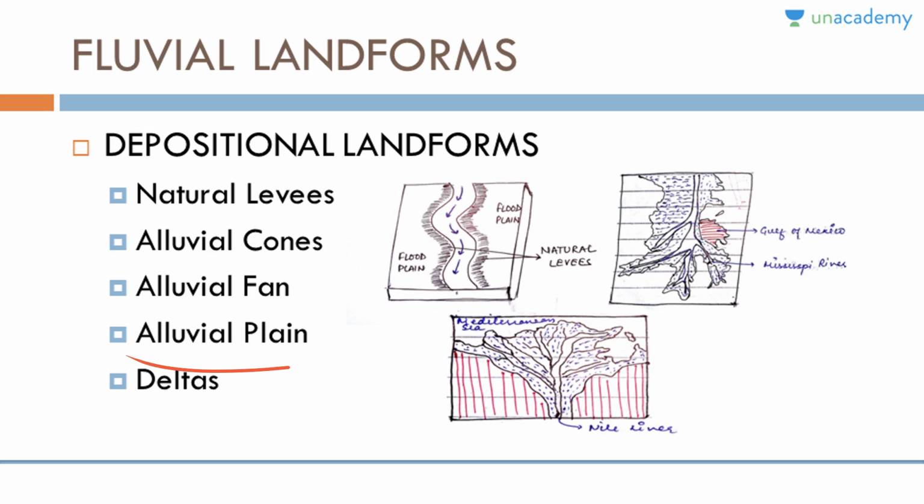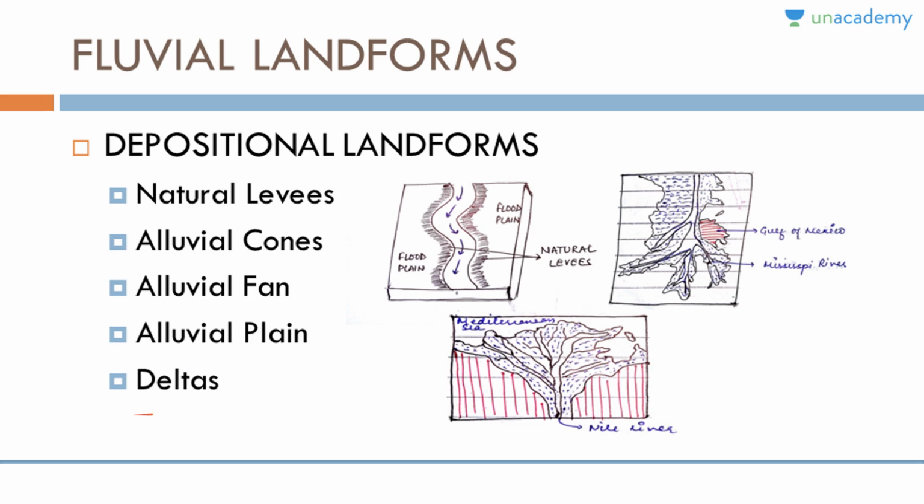Alluvial plain are also produced by river by deposition of silt and sediments over the plains. These are very fertile plains and the population density at such plains is generally high. Deltas are created by river at its mouth due to deposition of sediments.